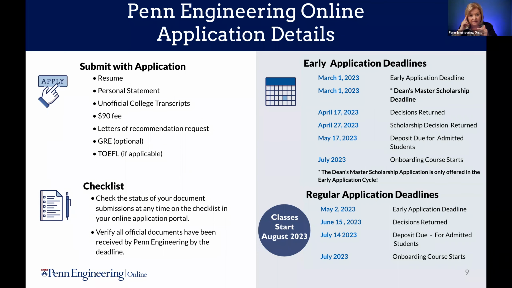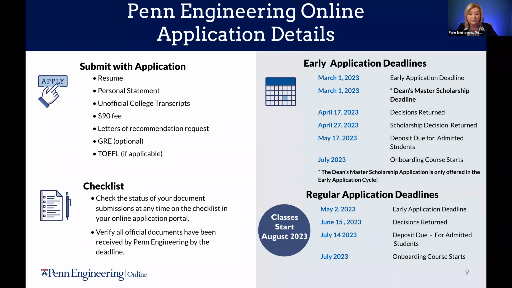So keep that in mind as you're going through. If you're interested in the scholarship, then that's due March 1st, so you must apply to the early round. If you apply by March 1st, your decisions will all be returned on the same day, April 17th. And then we return scholarship decisions on April 27th, which is the date that we're showing right now.